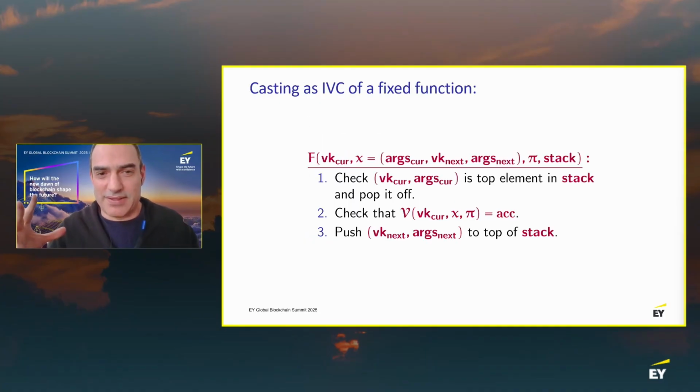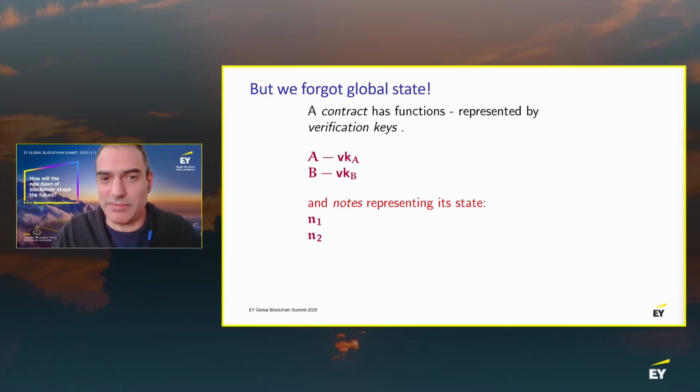So in thinking of this function capital F, we can think of an execution composed of many internal calls as just repeated application of this F. Okay, so that seems to work. But so far, we haven't dealt with global state.